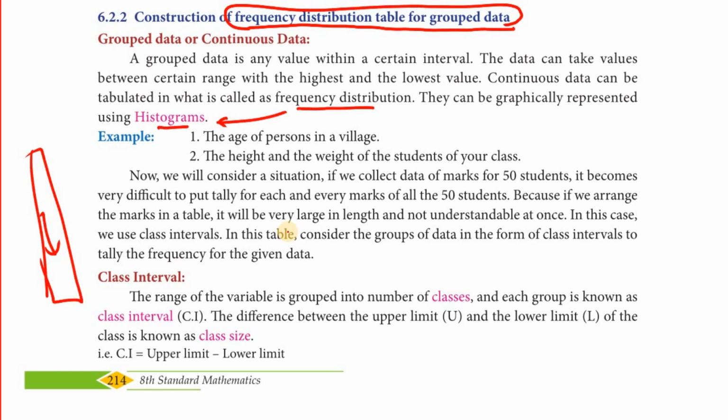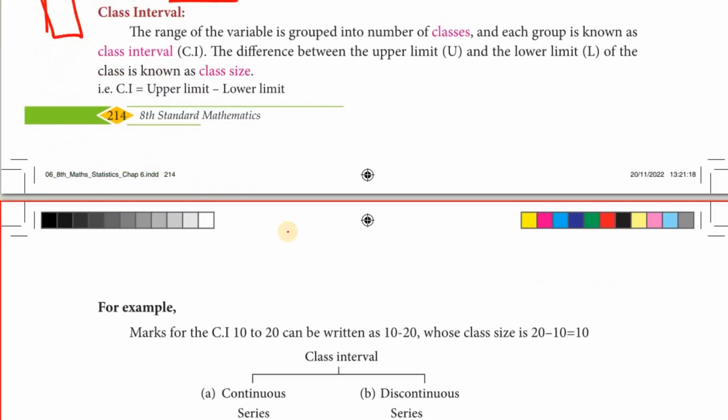So in this case, we use class intervals. That means, if this is the data, we group them according to some criteria. So this is basically data grouping. Now in this table, we will consider the groups of data in the form of class intervals to tally the frequency of the given data. So first, let us talk about class interval.